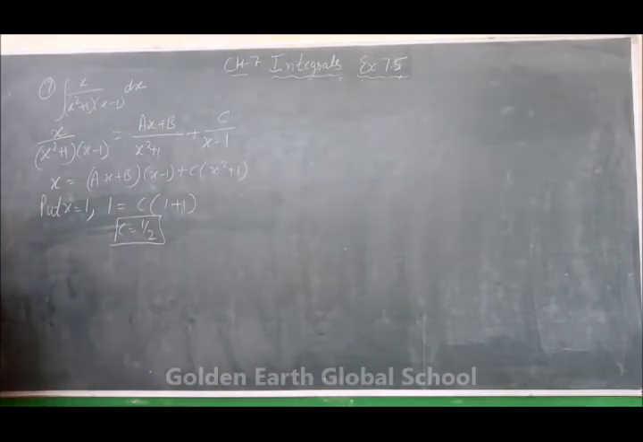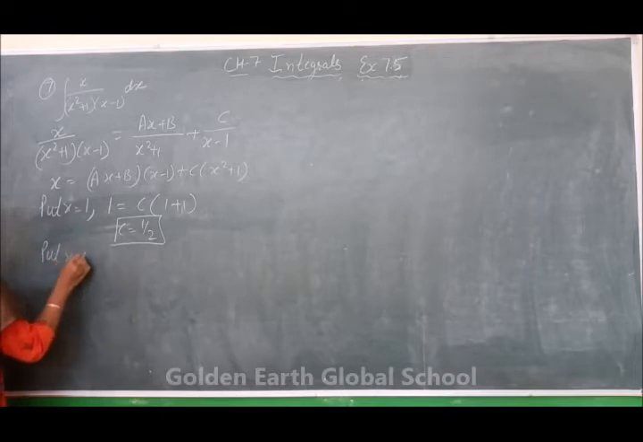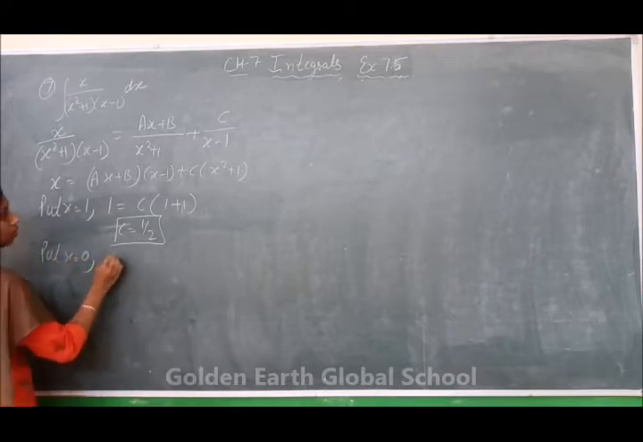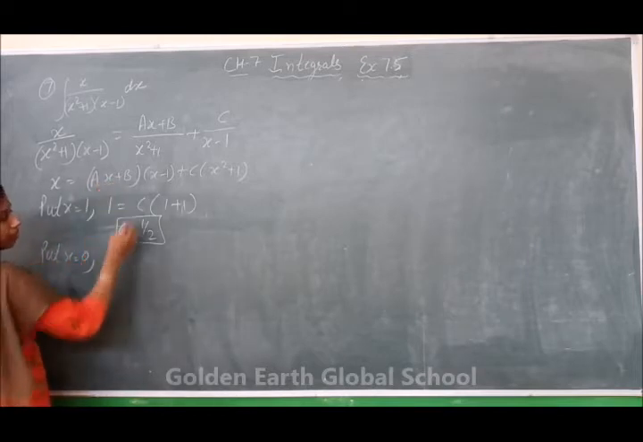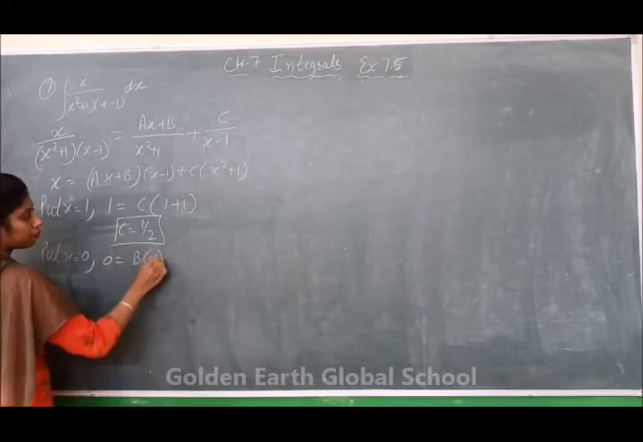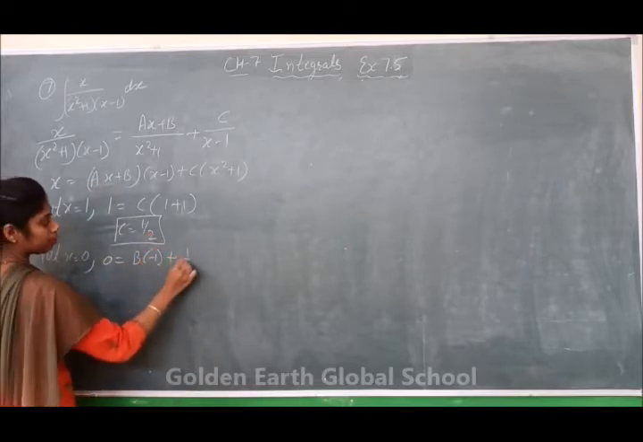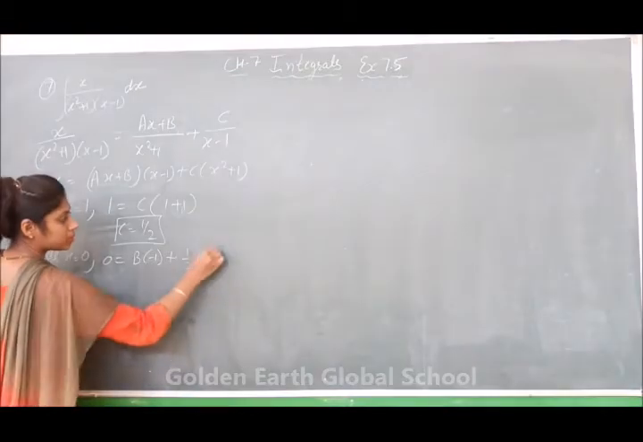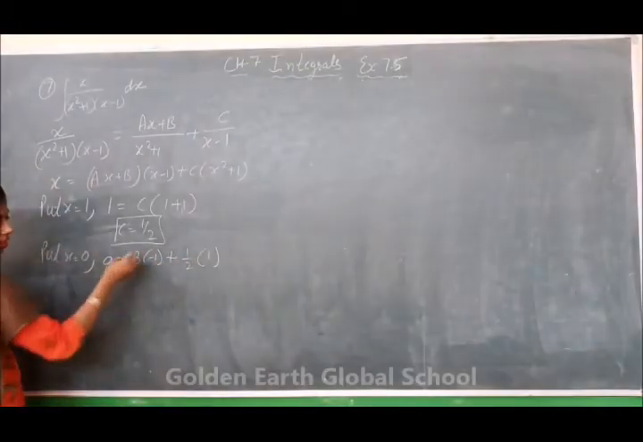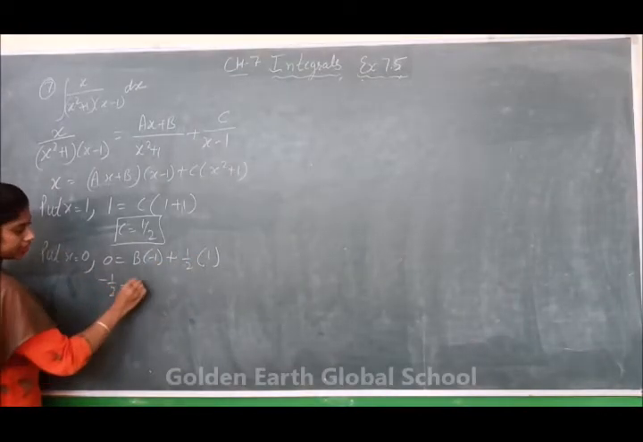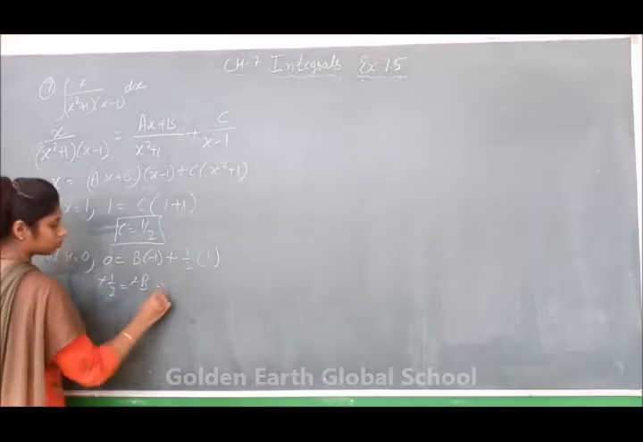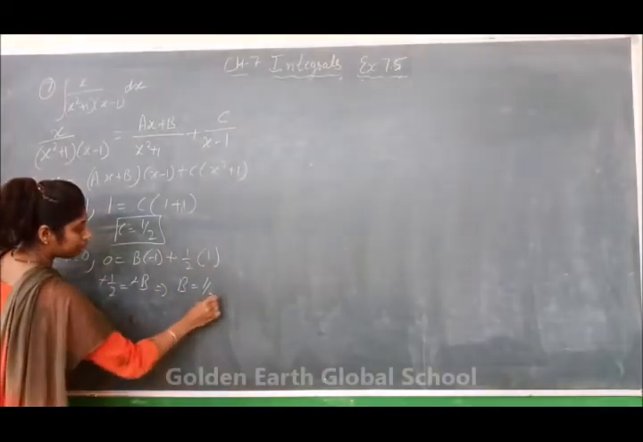Clear? Next, we have to put x again. I will put 0. So 0 is equals to, this complete term will become 0, B into minus 1 plus value of C is 1 by 2. 0 plus 1 is 1. Shift minus 1 by 2 to left hand side. So B is equals to again 1 by 2.